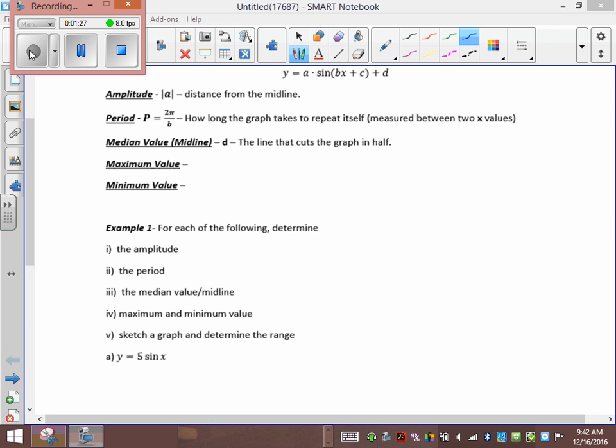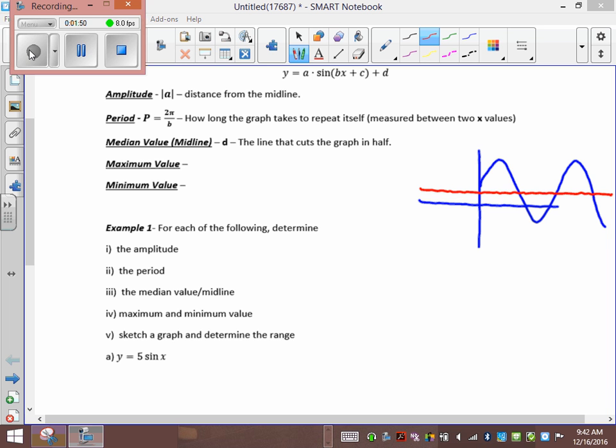But if they ask you for the maximum value, let's think about this. Say you were given this graph, and you find the median line of that graph. Say it was here. And these values from the median line down and the median line up, what are those? What's this little arrow value here? Your amplitude. Yeah.